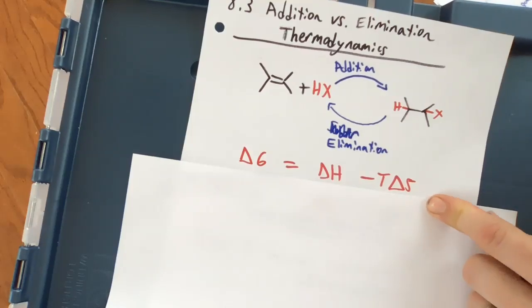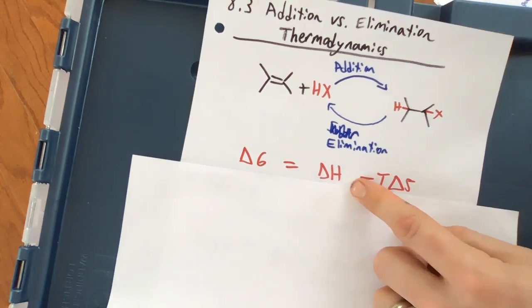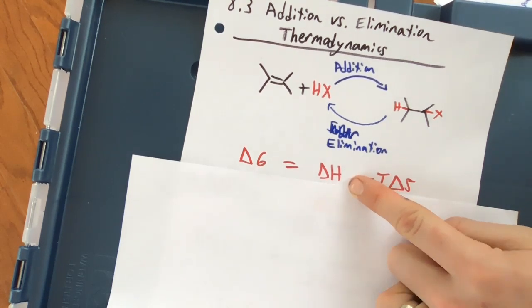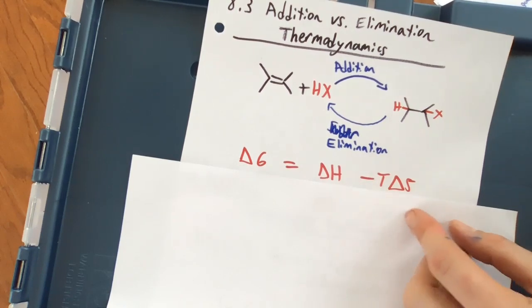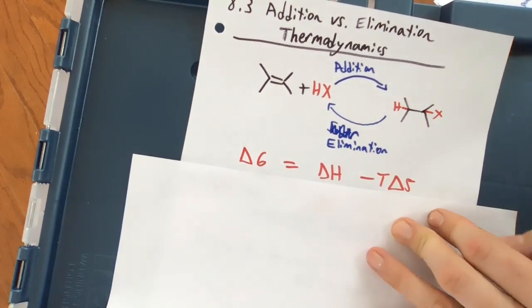So as the entropy term gets larger, it's actually going to be fighting against the enthalpy term. And we really have to hope that the enthalpy term is very big. Otherwise, this reaction won't be spontaneous.